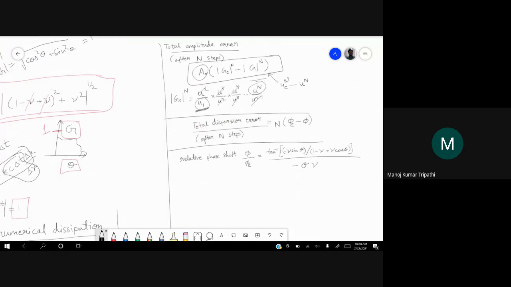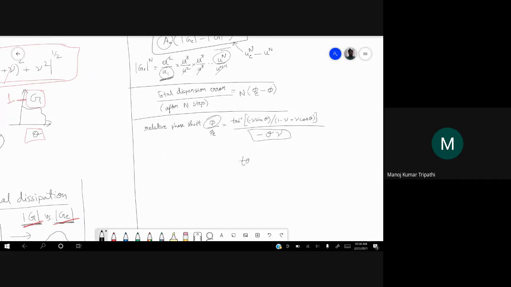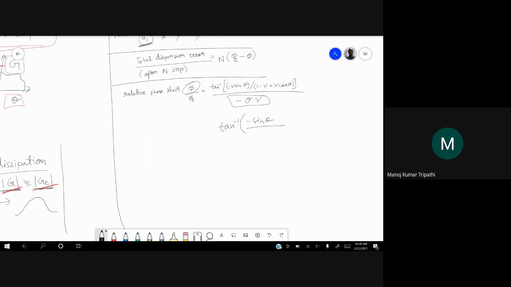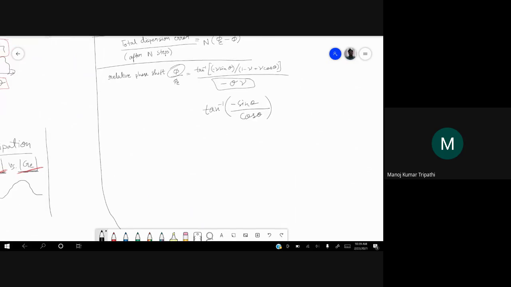What about phi by phi e, the relative phase shift? So you can see that the exact phi e is minus theta, whereas the numerical phi, that is tan inverse of minus sine theta divided by 1 minus 1, that goes away, by cos theta. So tan inverse of minus tan theta, minus theta again. So that also comes out to be 1.